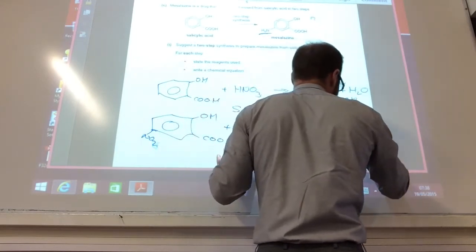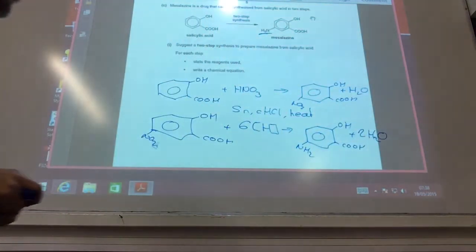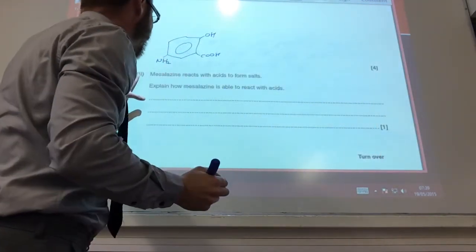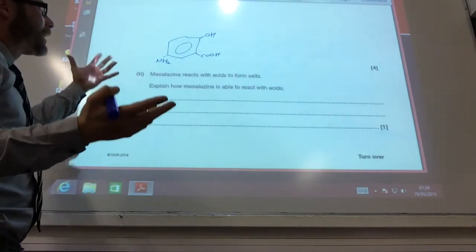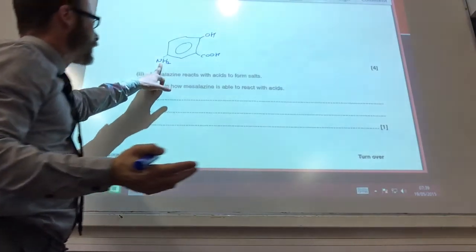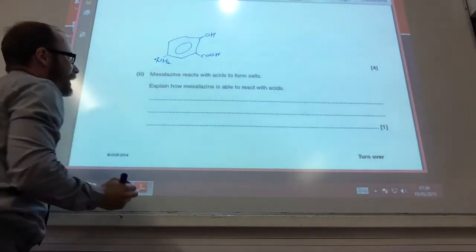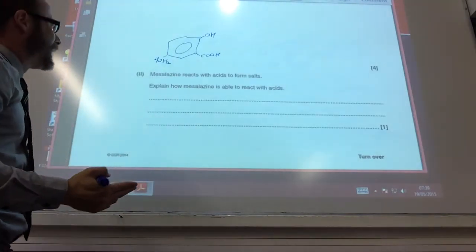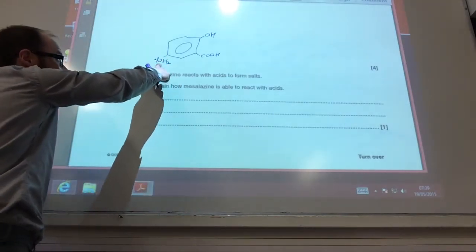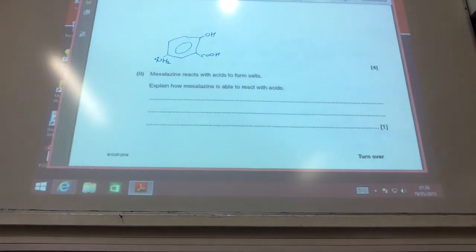And then the other four go off to give you two waters as well. Right, so this guy can react with acids to form salts. How does it do this? Okay, so you've got to think now, what's it going to be? Well, you should know from your amine chemistry that if you have a nitrogen, that nitrogen has got a lone pair, which you can donate via dative covalent bond to H+. So key things: lone pair on the nitrogen atom, you must state it's on the nitrogen atom, can accept an H+, forming a dative covalent bond.